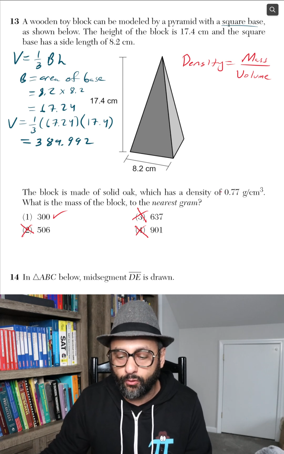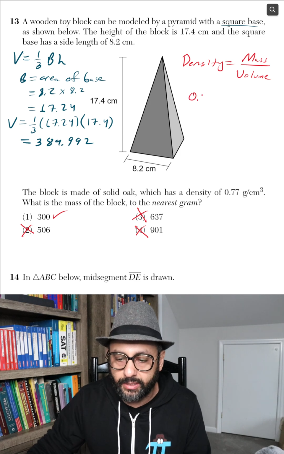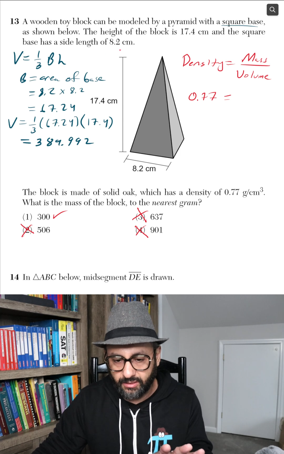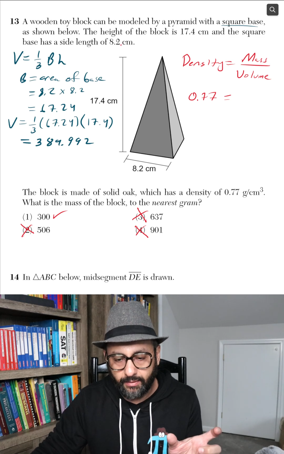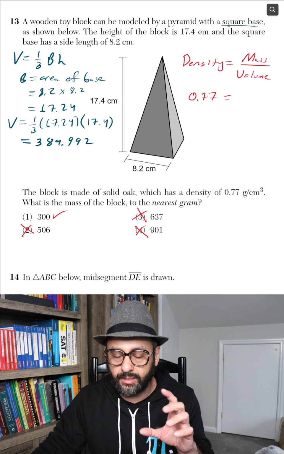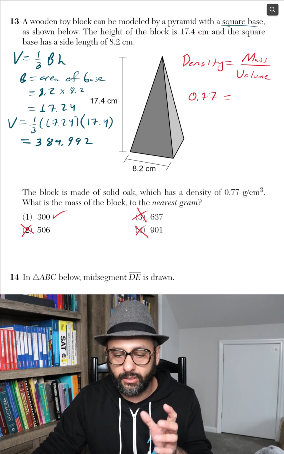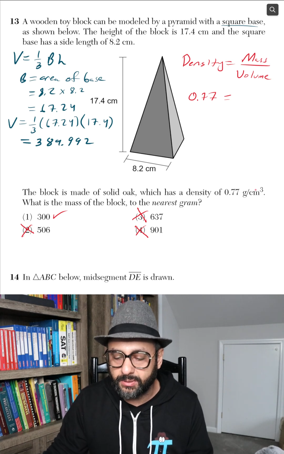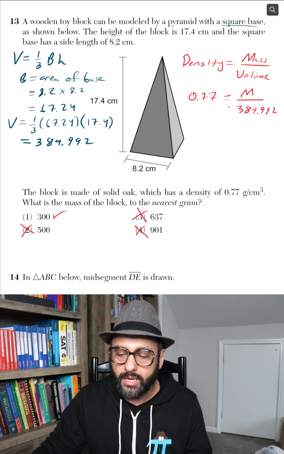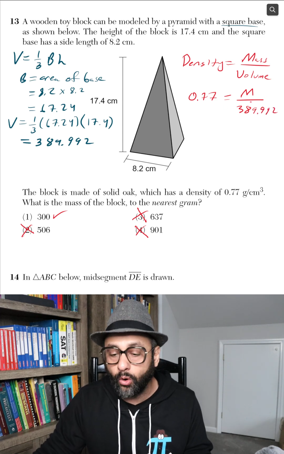So that said, the formula says that the density is 0.77 grams per centimeter cubed. We do have to check that we measured the volume in centimeter cubed. Let's see, centimeters for the length of the base and the width of the base, centimeter times centimeters, and the height is in centimeters. So we did measure in centimeter cubed. Now the grams per centimeter cubed is the density. The mass is an unknown number divided by the volume, 389.992.